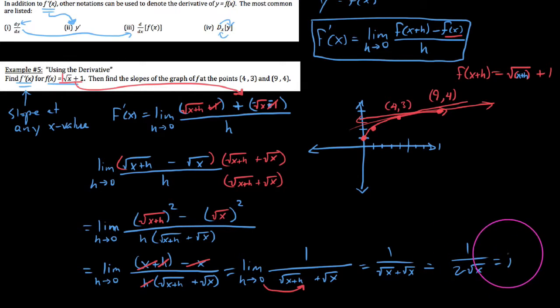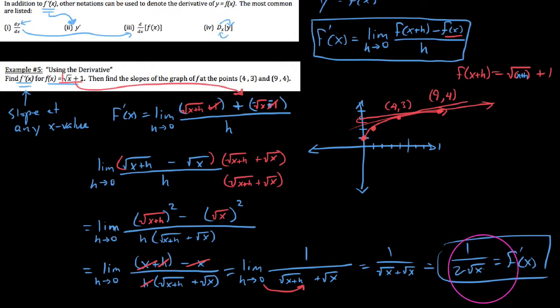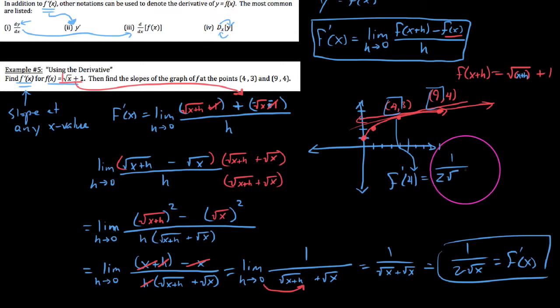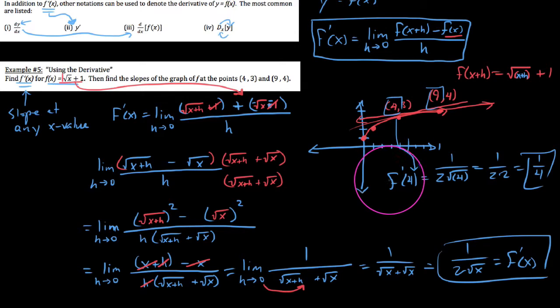And we're going to give this a name. This is our derivative function, f prime of x, or y prime. And the thing is this, we can now use this to find the slope of this graph when x is 4 and when x is 9. So for instance, let's go find f prime of 4. When I plug in an x value of 4 into this formula, I get 1 over 2 times the square root of 4, which is really 1 over 2 times 2, which is a fourth. So we get 1/4 is the slope of my graph.